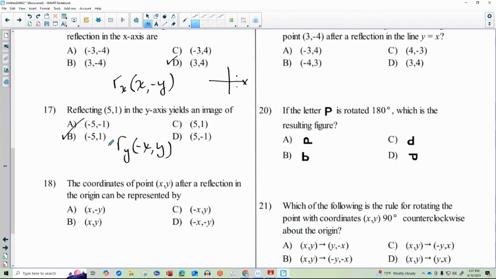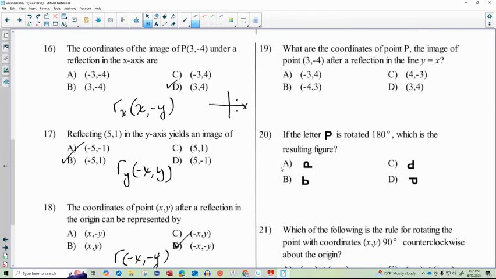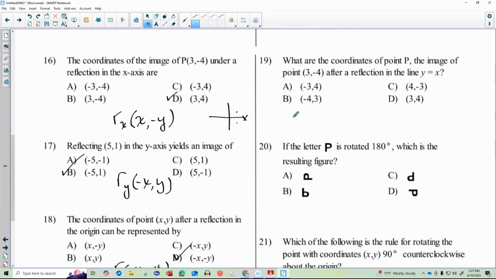Now here, the reflection over the origin is you change them both. So if you have an x and a y, it's going to be -x, -y, which is right there. And here, a reflection over the line y equals x. The formula is y, x, which means you're just switching them. So the -4 is going to go in the front, and the 3 is going to go in the back. So -4, 3.